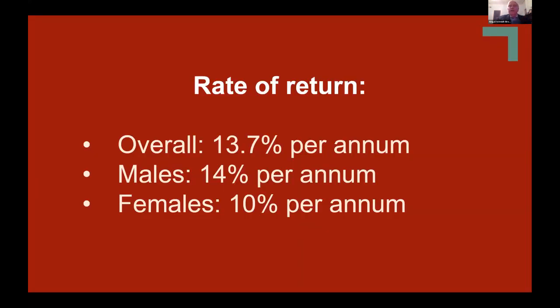And when we take these factors into account and look for a tax cost, a welfare cost adjusted rate of return, the overall rate of return is 13.7% per annum, which is a very high rate of return. For males, it's 14%, a little lower for females, because one of the major benefits is on reduction of crime. And that's much less an activity for females than males.